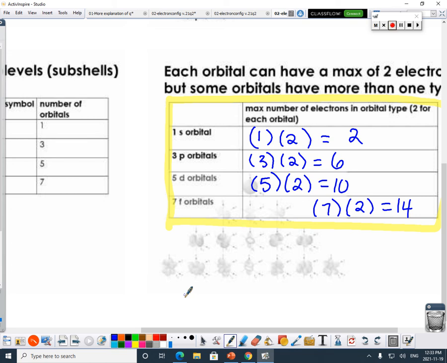Max. S, max 2. We've always started with 0, right? 1, 2. P is next: the 0 and then -1, 0, +1. P is 6: 1, 2, 3, 4, 5, 6. Then D, there's 5. 5 times 2 is 10: 1, 2, 3, 4, 5, 6, 7, 8, 9, 10.